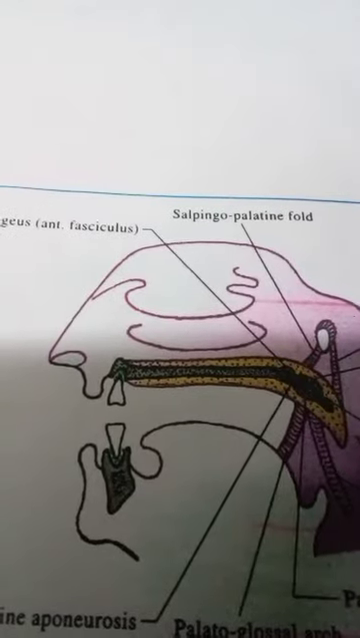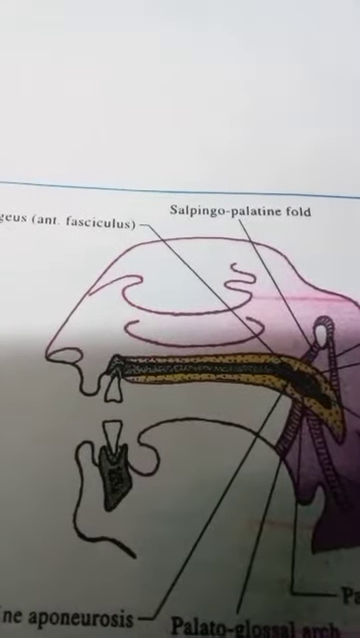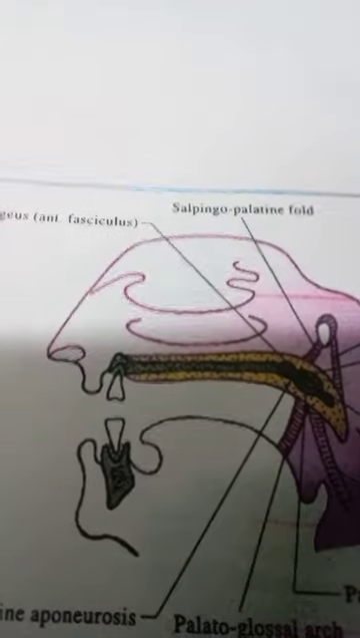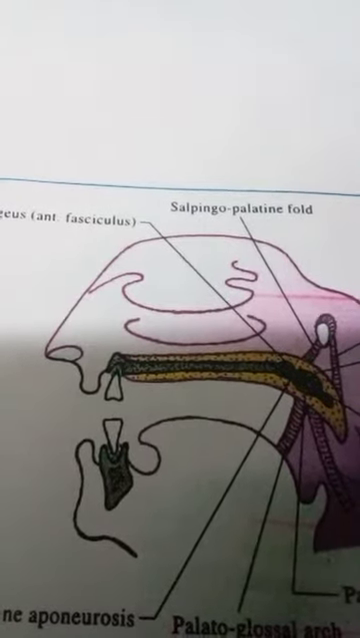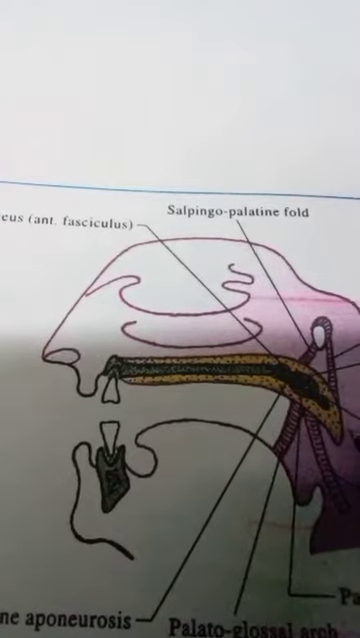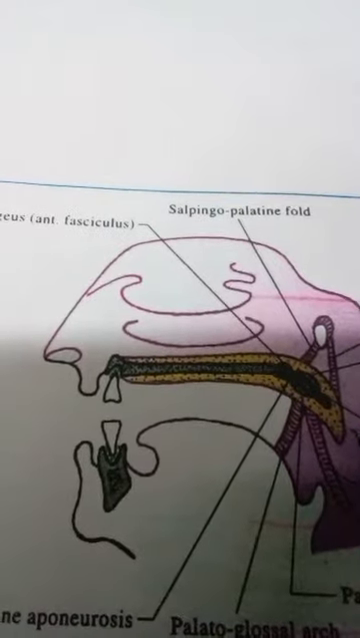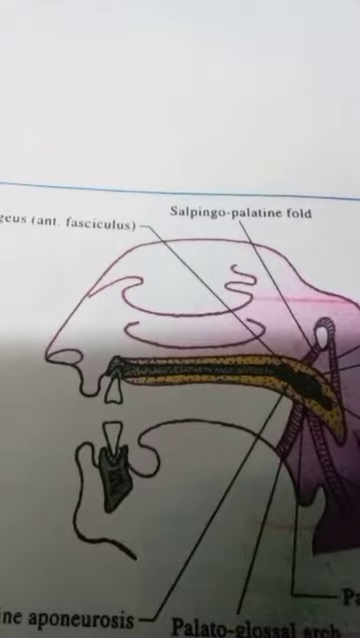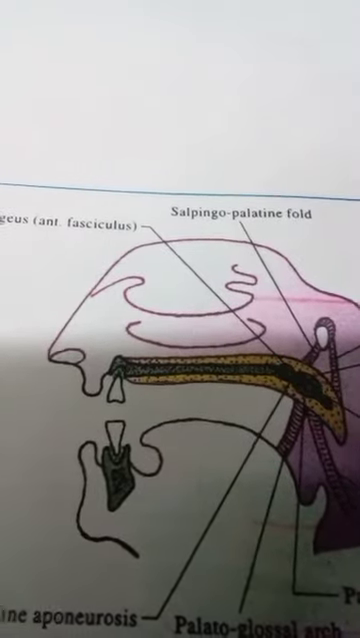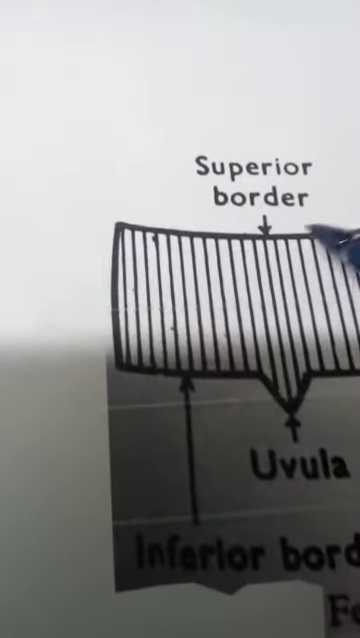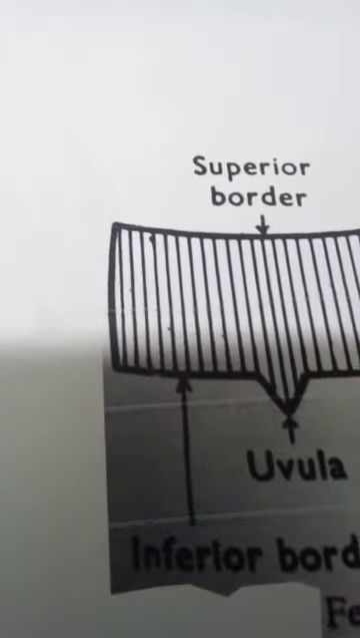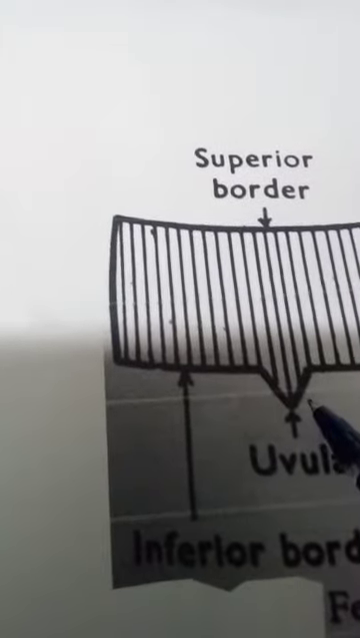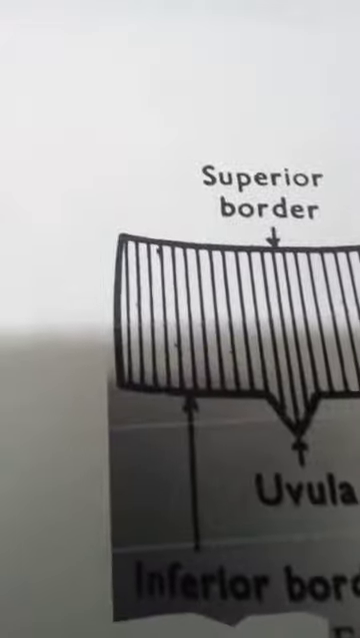At the center, there is an elevation called uvula, which is caused by a mass of musculus uvulae, the muscle and mucous glandular tissue. You see, this one is the superior border and this one is the inferior border, and this is the musculus uvulae.